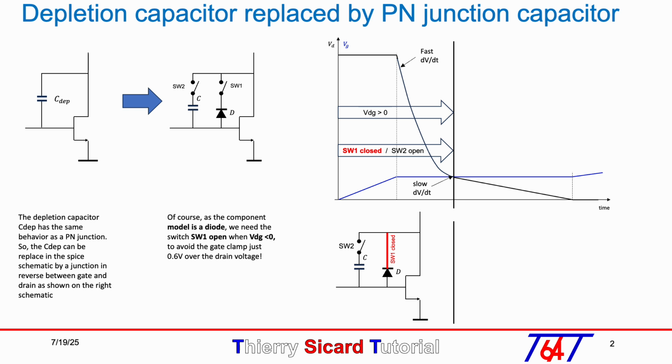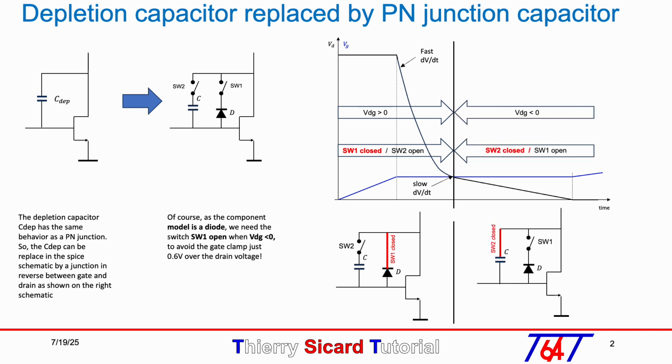On the right, when the drain voltage is lower than the gate voltage, capacitor C is connected with switch SW2. This capacitor C is a classic linear capacitor model, replacing the maximum depletion value when VGD equals 0. The drain dV over dt is therefore constant and equal to the maximum.